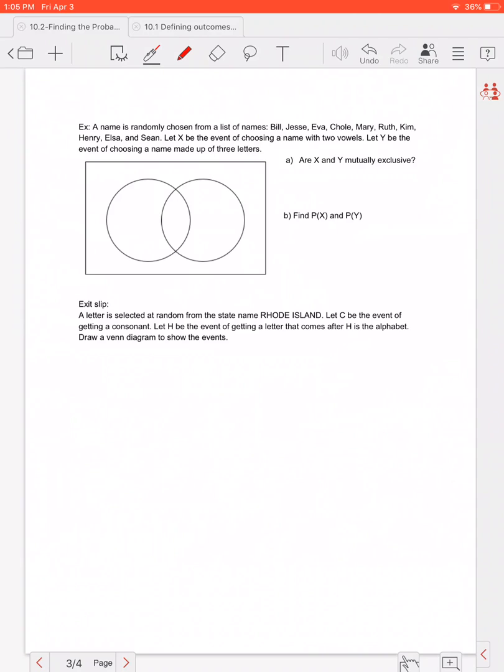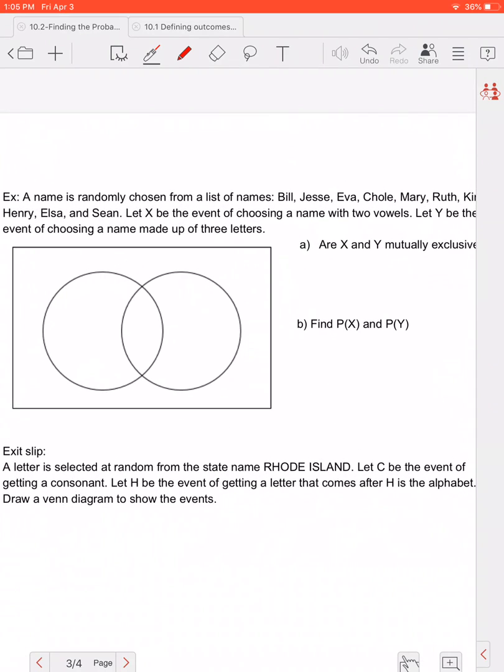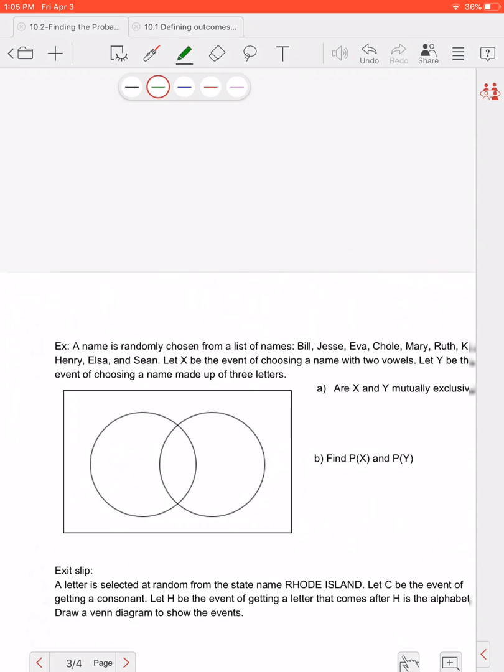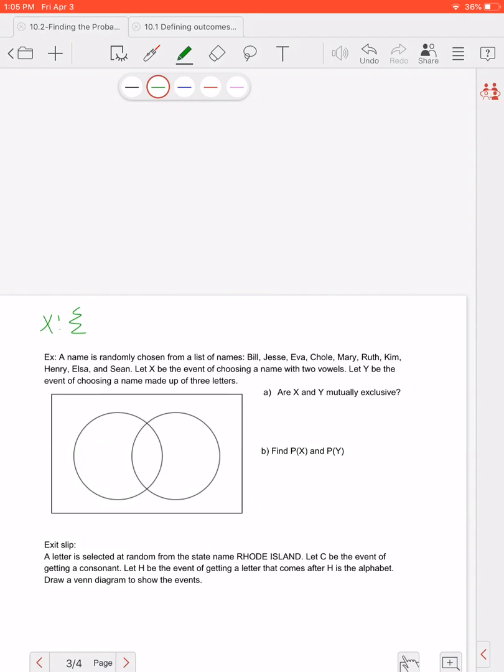So let X be the event of choosing a name with 2 vowels, and let Y be the event of choosing a name made up of 3 letters. So what I'm going to do is write down X and Y up here, just so I have all their names in the right box. So X is choosing a name with 2 vowels.